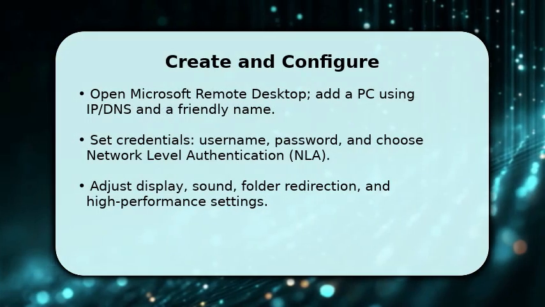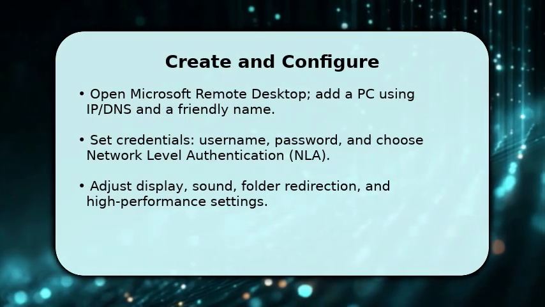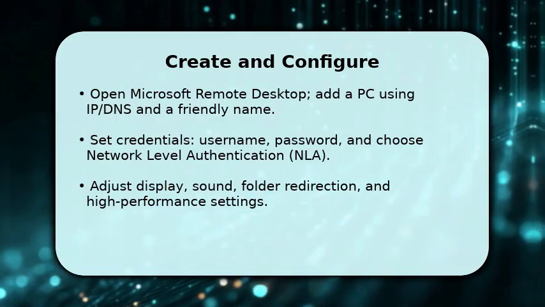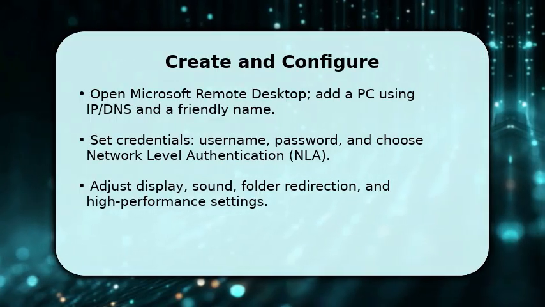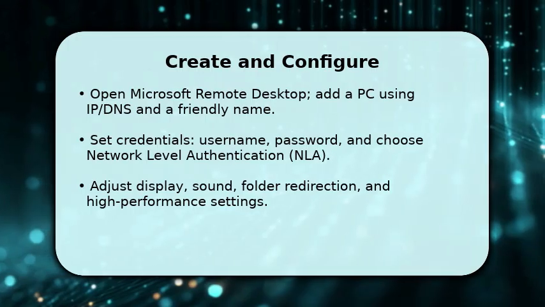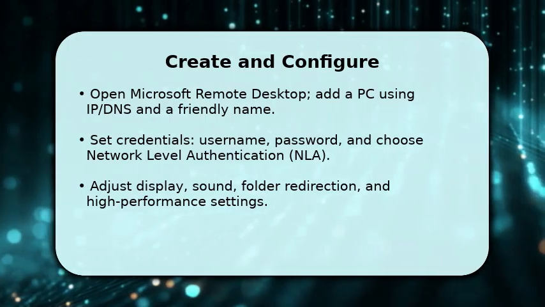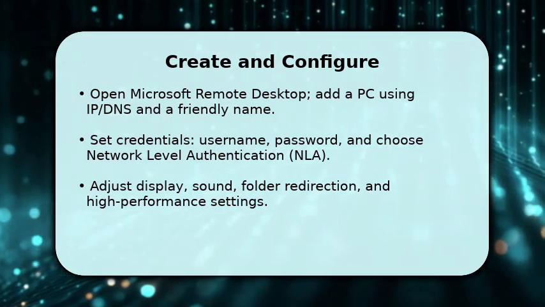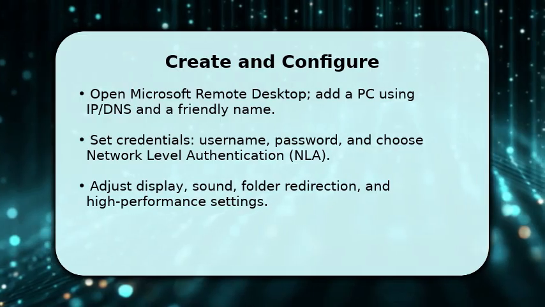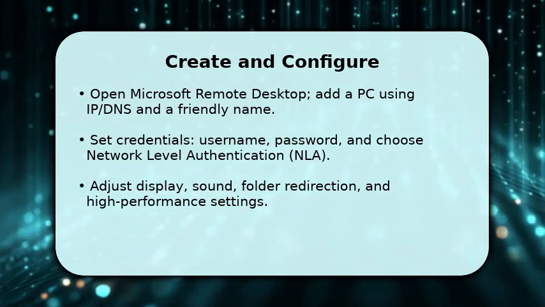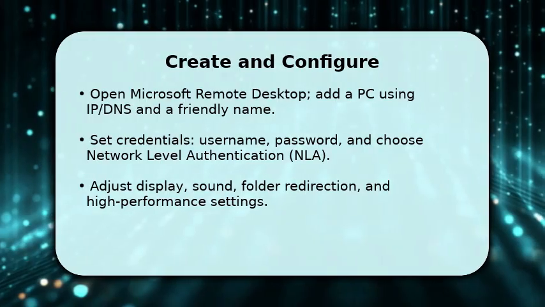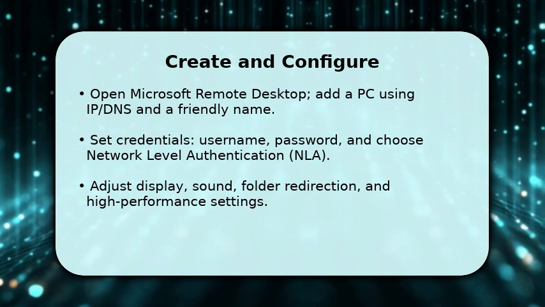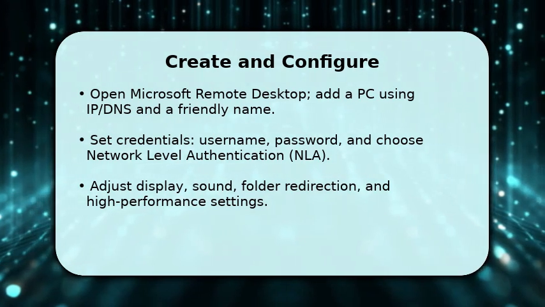You next create and configure the connection in Microsoft Remote Desktop. Click Add PC, enter the host IP or DNS name and a descriptive label so you can find it fast later. Then add your Windows credentials and enable network-level authentication for security. This also speeds handshakes. Make sure to configure display resolution and scaling, enable sound and clipboard redirection if you need them, and map local folders or printers. These settings balance usability versus bandwidth, so choose based on your network.